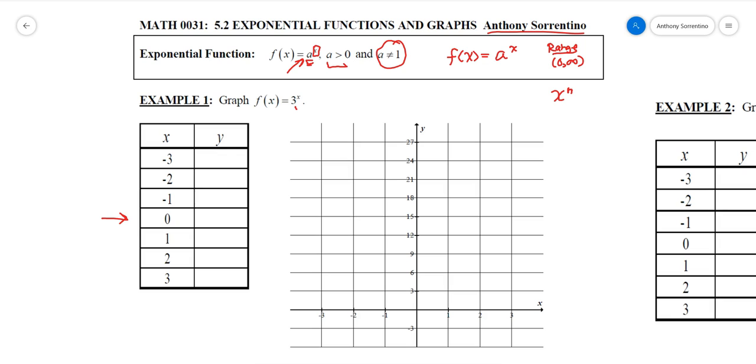Like, for instance, 3 to the 0 power, or anything to the 0 power, is 1. 3 to the first power is 3. 3 squared would be 9. 3 cubed would be 27. If I have 3 to the negative 1 power, remember, negative powers mean reciprocal. So now we are talking about negative 1 being a reciprocal, because we actually are doing it as a power of a constant. So that's going to be 1/3.